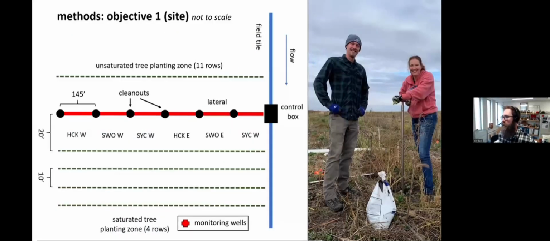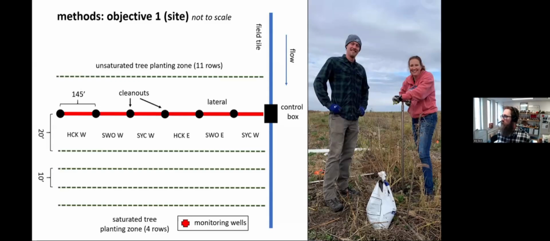So here's a quick schematic of the setup for sampling. So you got the field tile coming in from the top. Oh, student shout out. That is Jen Merriman, now assistant teaching professor in Iowa State University, NREM. And wow, I love you. I'm blanking on your name. Logan. Oh my gosh, he's out in Colorado right now. Sorry, Logan.